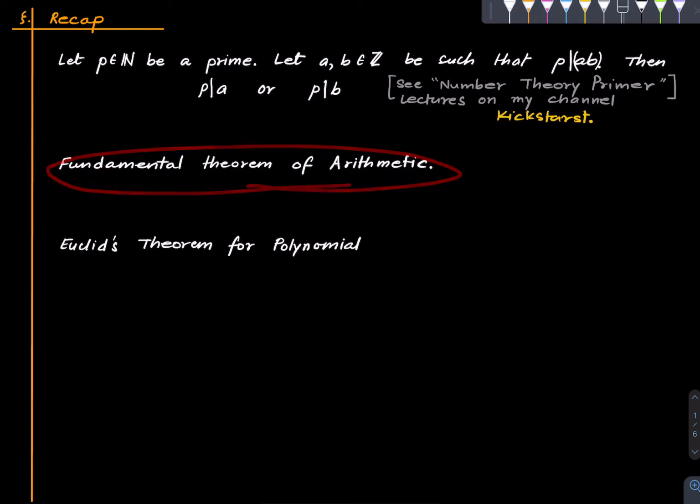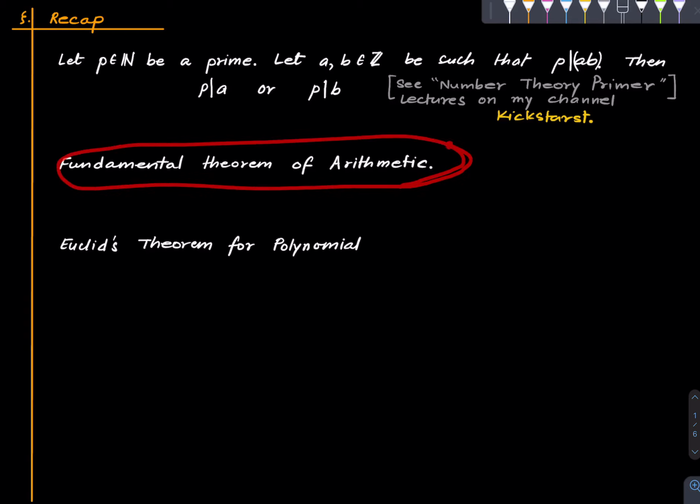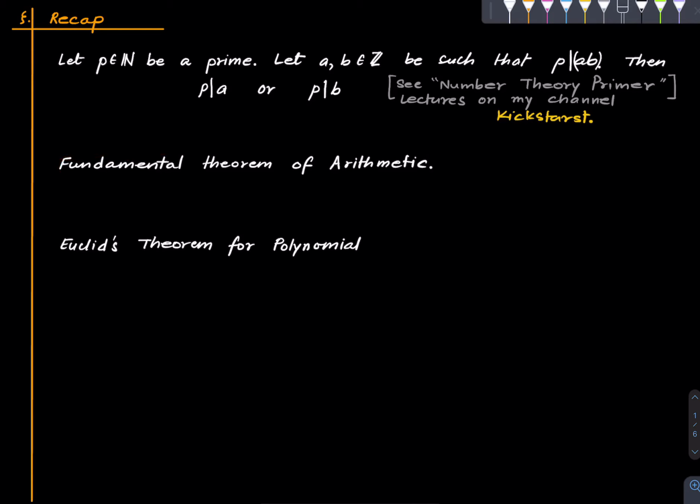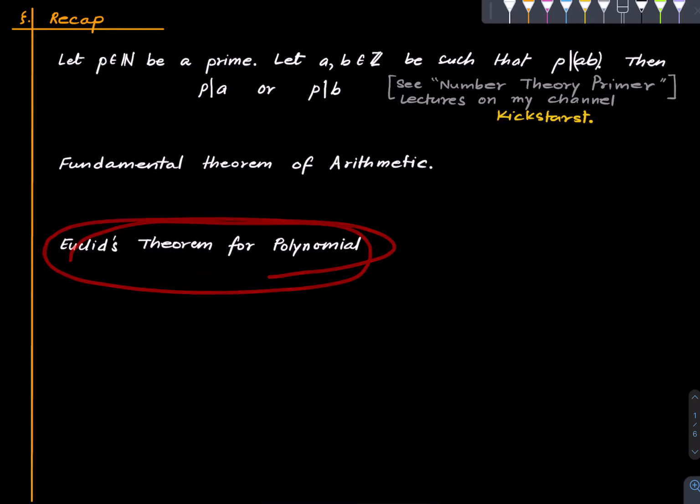The fundamental theorem of arithmetic can also be found there. It just says that if you have a natural number, then there is essentially a unique way to write it as a product of primes. And that is basically the counterpart of the unique factorization theorem for polynomials that we are going to discuss. All right, and just remember Euclid's theorem for polynomials.